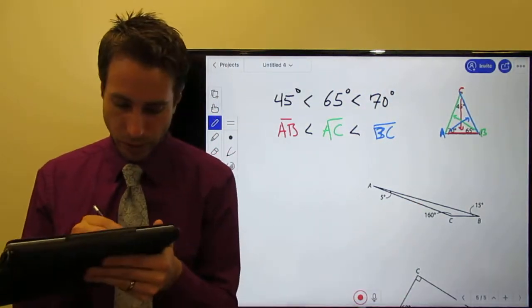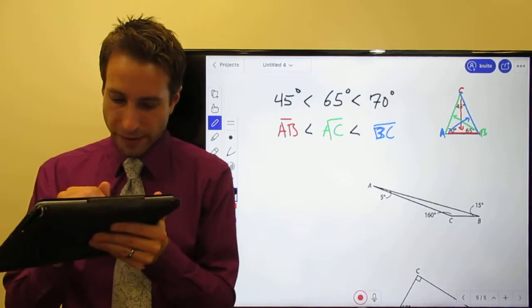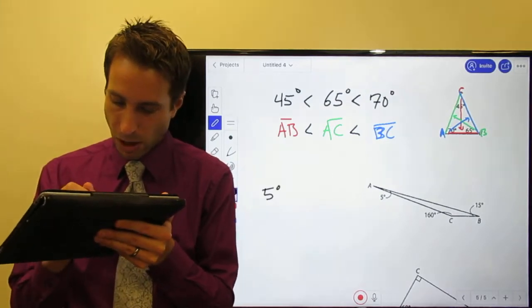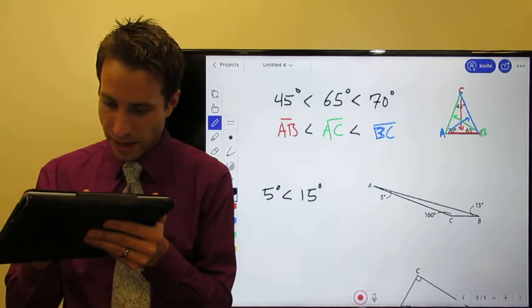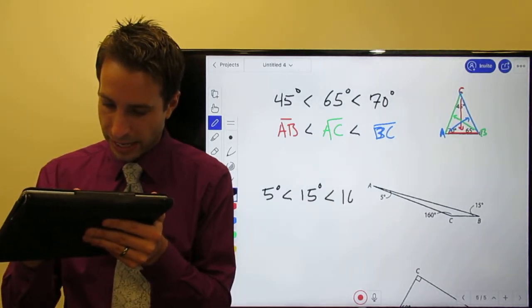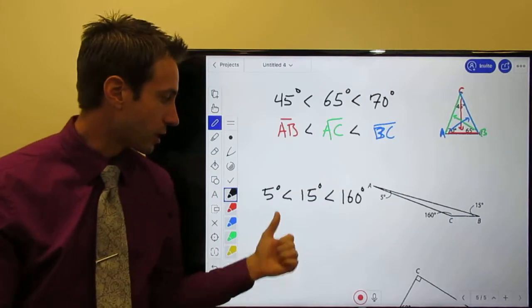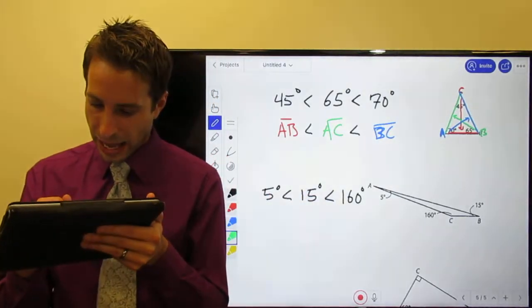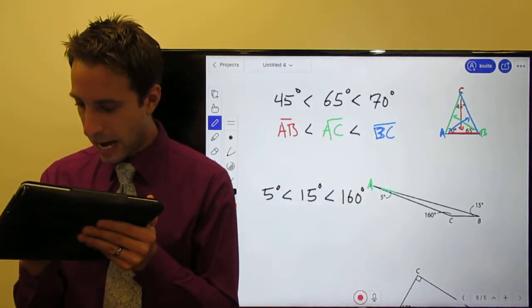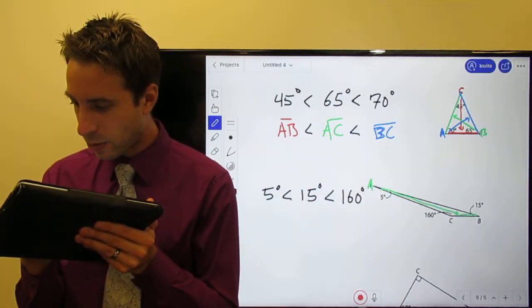Okay, here we go. Do another one. Ooh, 5 degrees. That's definitely going to be my smallest. Then we go to 15 degrees, and then I got a whopper there, 160 degrees. All right, so 5, 15, 160. Do the exact same thing. Angle A is my smallest. It's going to be opposite my shortest side, which is BC.